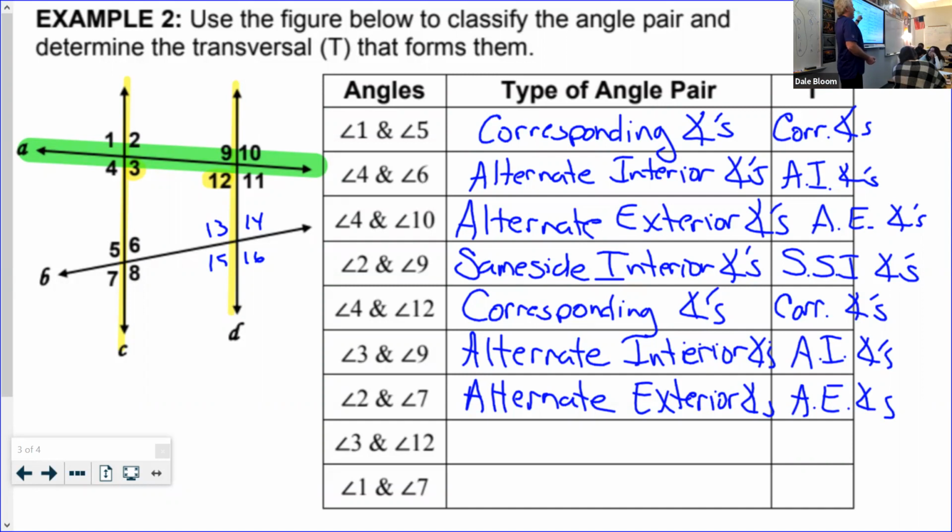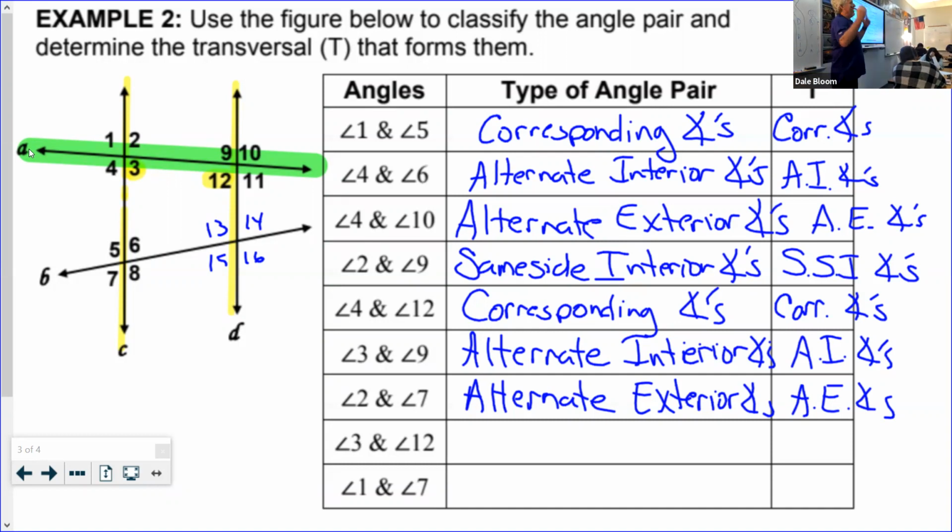I'm pointing like they're alternate. My transversal is the green. Because 4 is where 3 and 12 are. I know, but 4 is where 12 is. You see, they're on the same side of this transversal? My transversal is in green. Same side. No, same side. Christian's right. Christian got it. It's same side. Hey, he's roasting you right now.